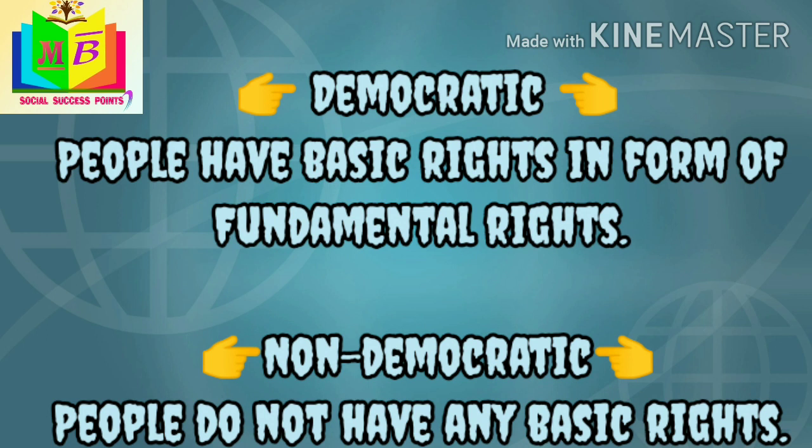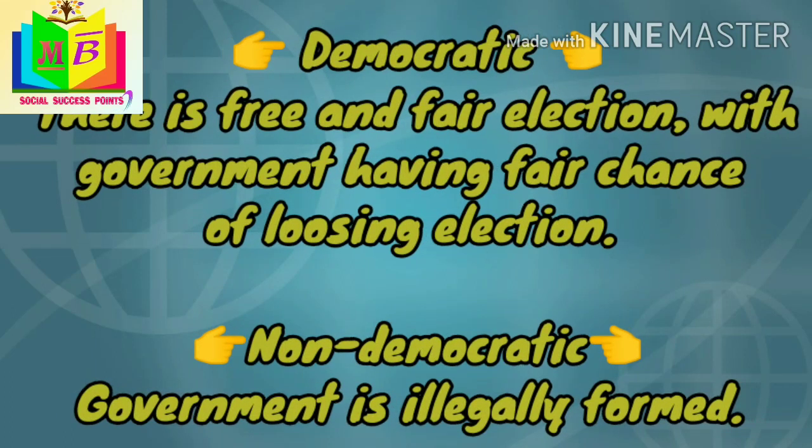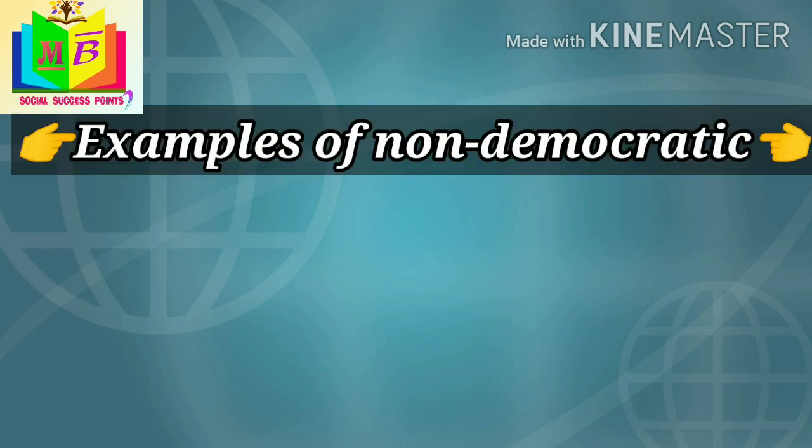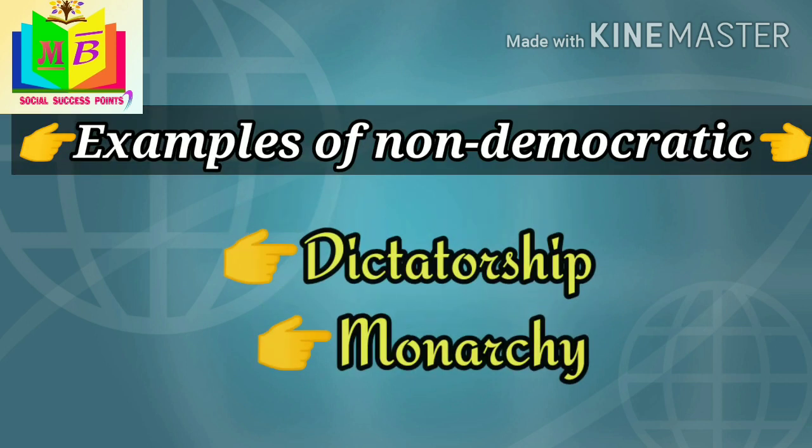Now in a democracy, people have basic rights in the form of fundamental rights, and in a non-democracy, people do not have any basic rights. And in a democracy, there is a free and fair election with the government having a fair chance of losing the election. And in a non-democracy, the government is illegally formed. So I hope now you understand democratic government and non-democratic government. If we talk about examples of non-democratic government, dictatorship and monarchy are forms of non-democratic government.